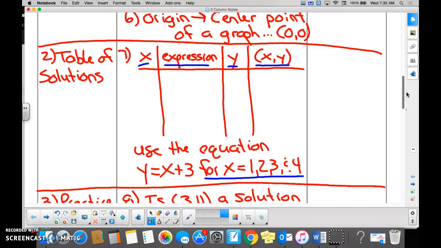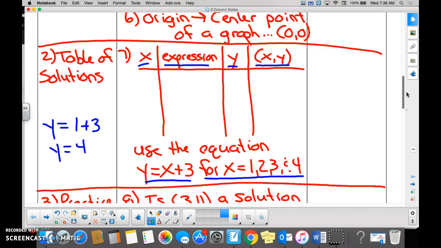If we plug in 1 for x using the equation y equals x plus 3, we simply would write y equals, instead of x, because x is going to be 1, we would write y equals 1 plus 3. And so if we do that, y equals 4.